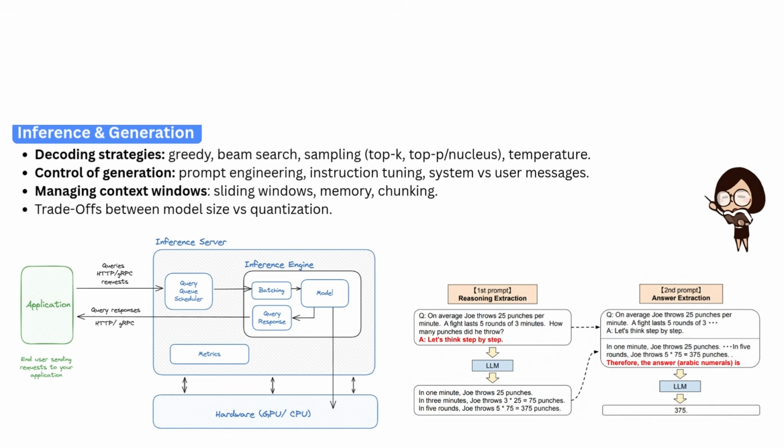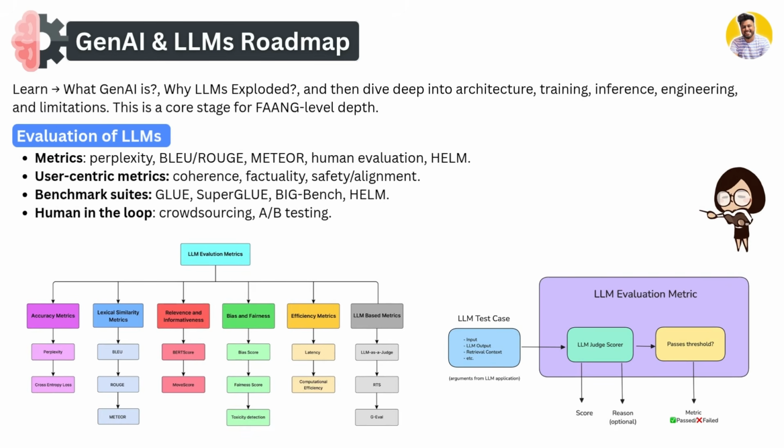And then shift towards the evaluation of the large language model. That's the most important topic. Learn about LLM evaluation metrics like perplexity, BLEU score, ROUGE score, METEOR, or human evaluations as well. Along with that, learn about the customer-centric metrics like coherence, factuality, safety, alignment. Along with the benchmark suites like Hugging Face benchmarks such as GLUE, SuperGLUE, or HELM as well.